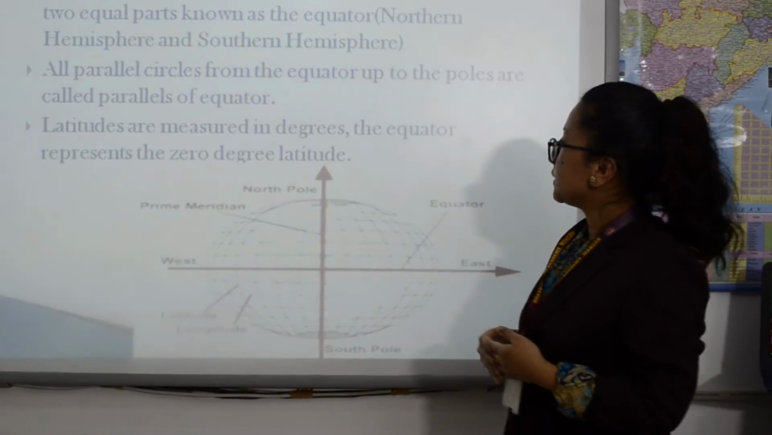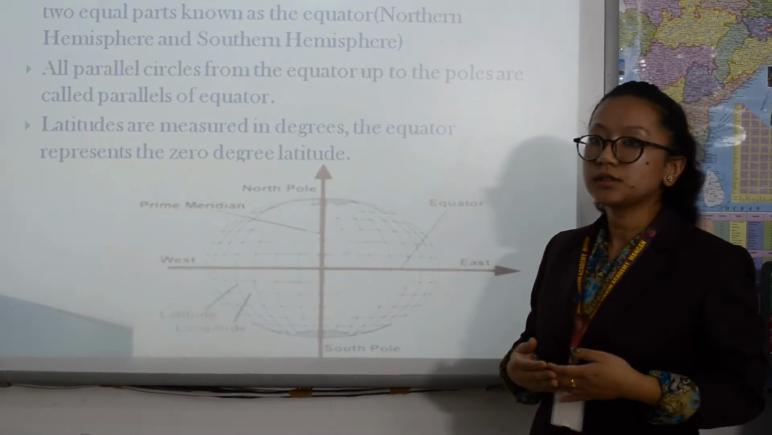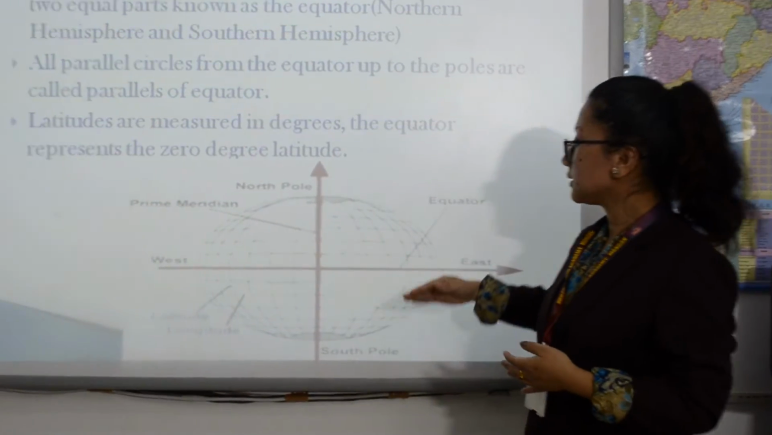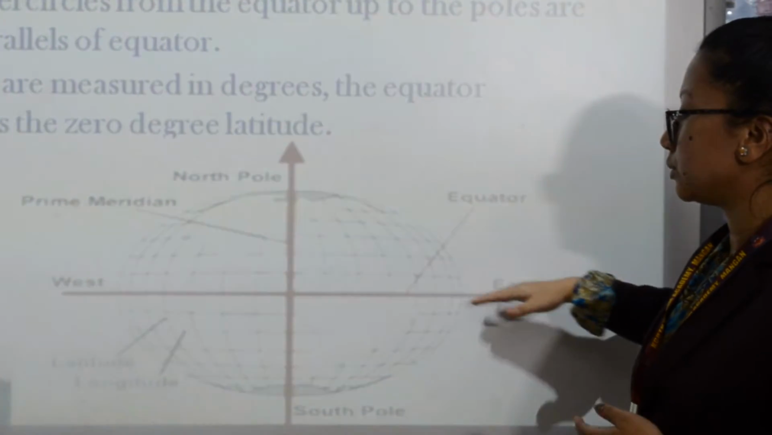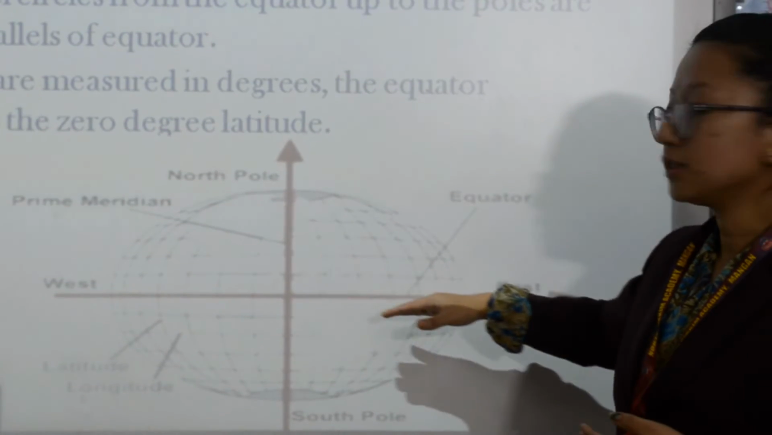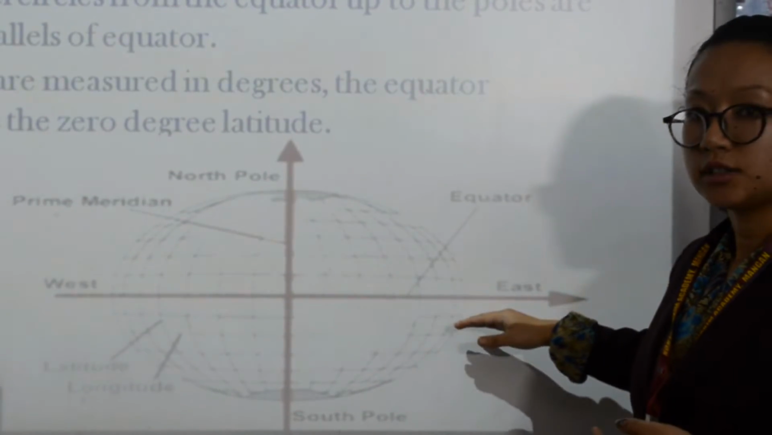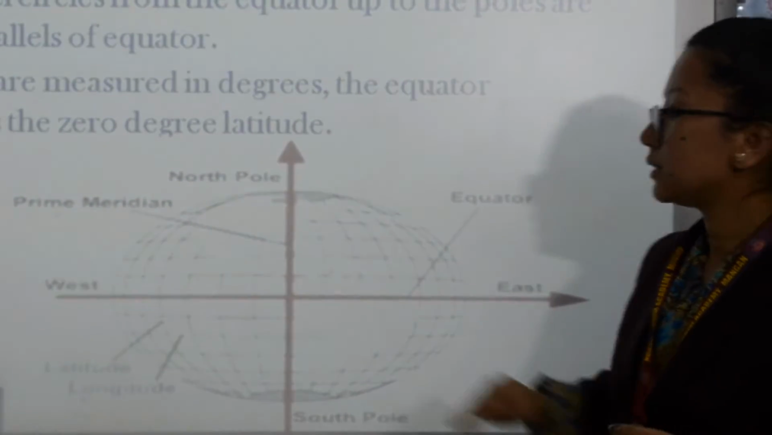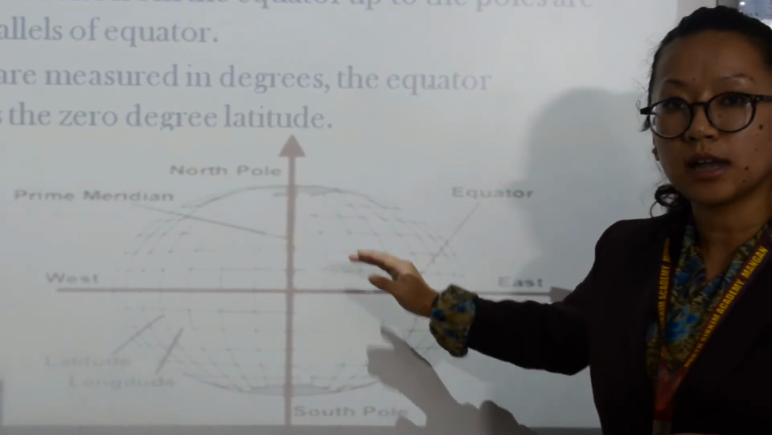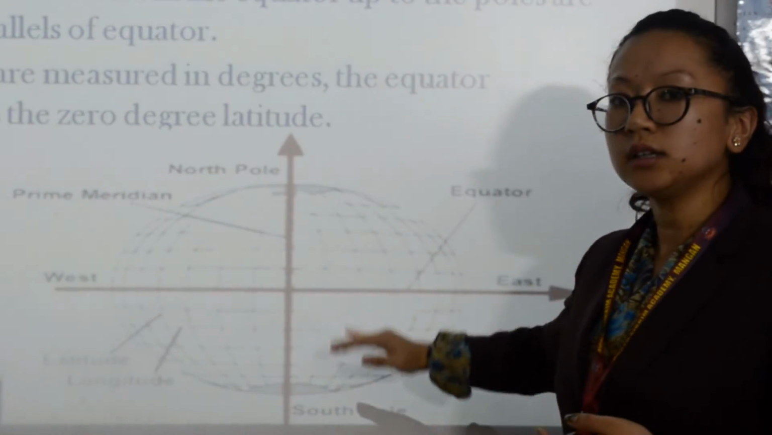Latitudes are measured in degrees. The equator represents the 0-degree latitude. So as you can see, this red line running through the middle of the Earth is known as the 0-degree latitude. And this 0-degree latitude divides the Earth into 2 equal halves, that is the northern hemisphere and the southern hemisphere.